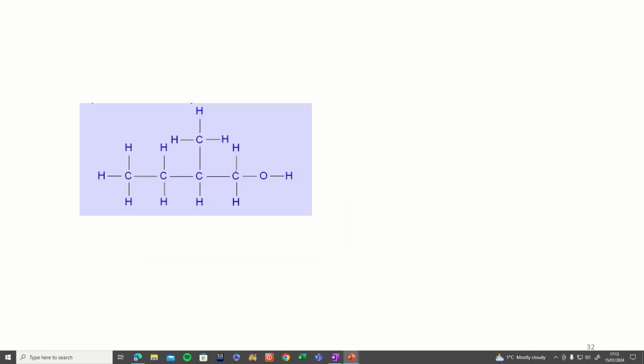Okay, here we have an alcohol with a methyl in it, so we've got 1, 2, 3, 4. Okay, we have an OH, it is on the end this time. Okay, and then on carbon number 2, we have a methyl group. Very simple.